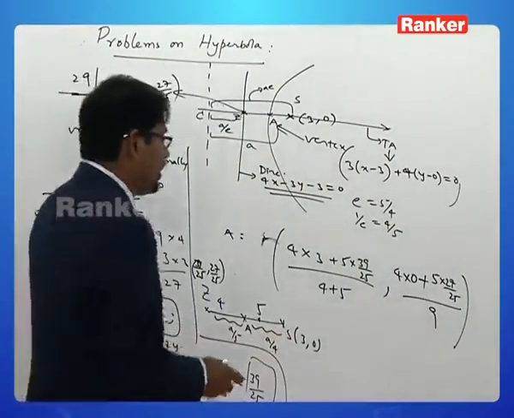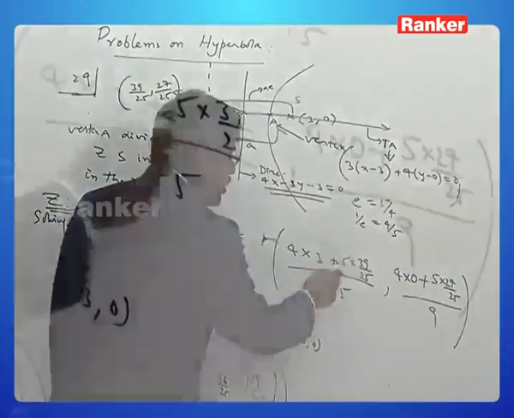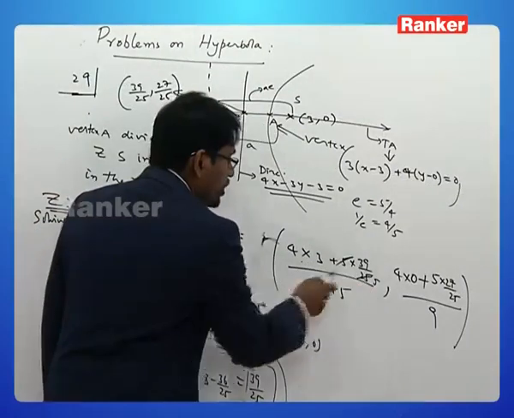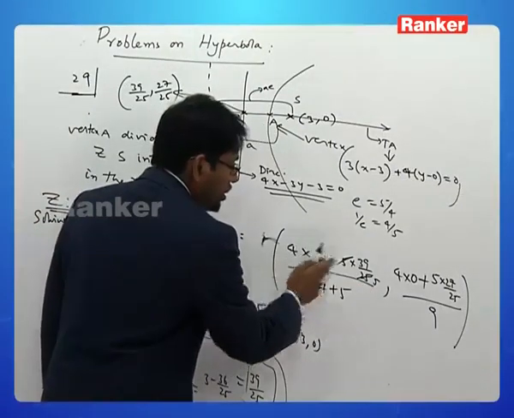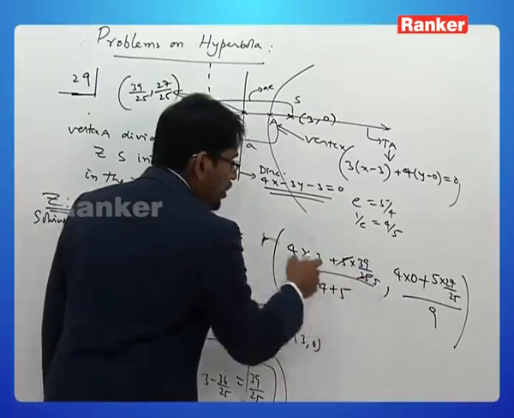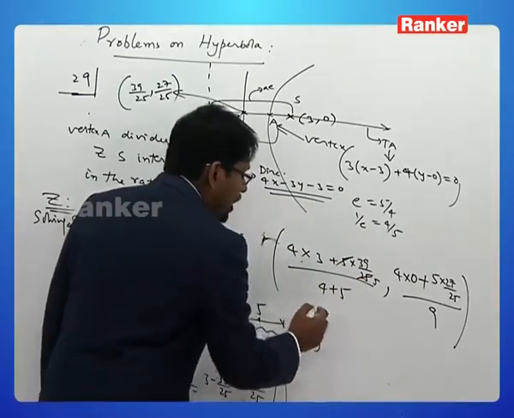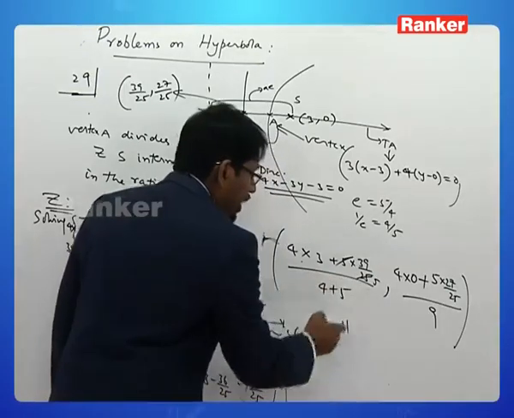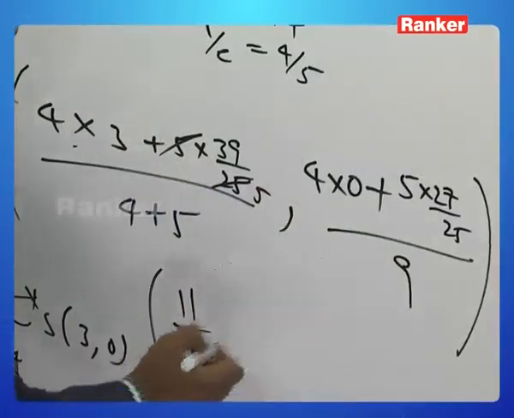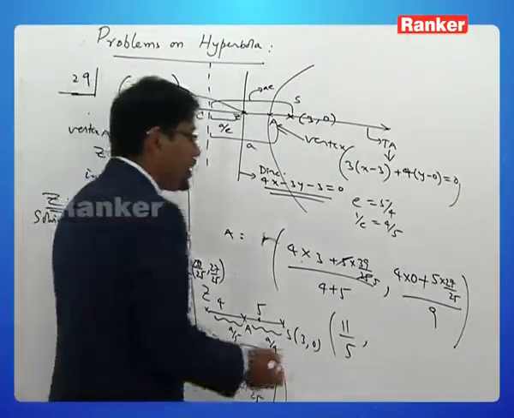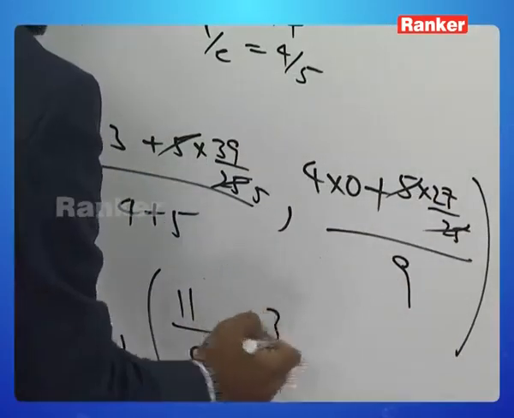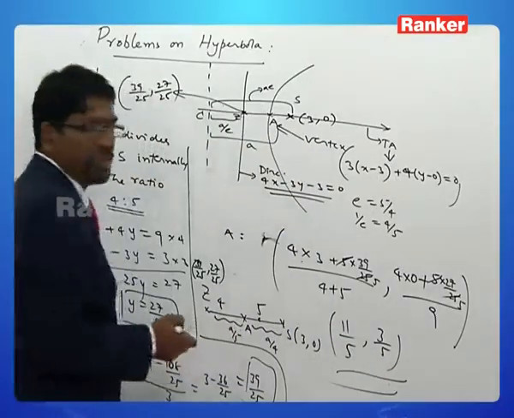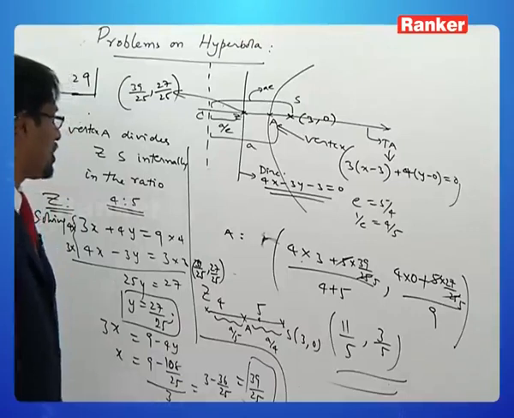So that's clear. Now what do we have here? 4 into 3 is 12, 12 plus 5 into 12, that is 60, 60 plus 39 is 99, by 9. So that makes it 99 by 5 by 9, that makes it 11 by 5 here, comma, and here 27 by 5 divided by 9, that is 3 by 5. So 11 by 5 comma 3 by 5 is one of the vertices.